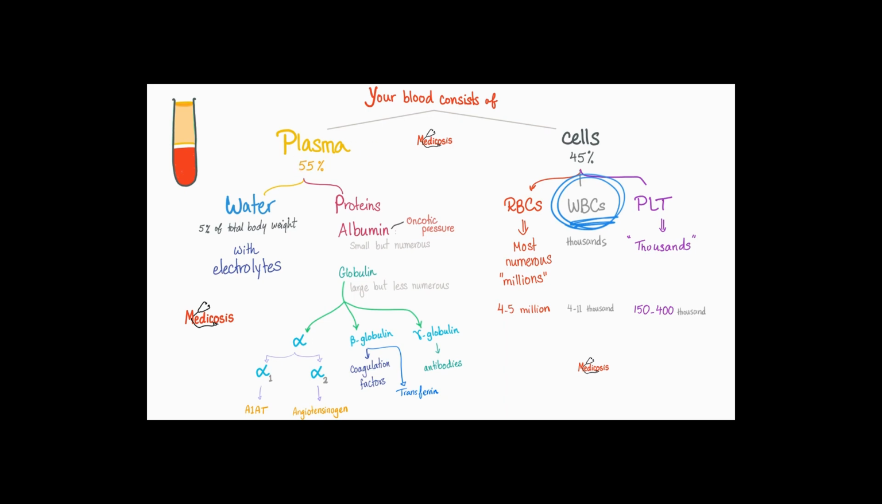Alright, how about the plasma? You have plasma proteins, right? Such as albumin and globulin. Globulins are alpha globulins, beta globulins, and gamma globulins. When it comes to immunity, who is the hero of immunity here? The gamma globulins, because these are your antibodies, aka your immunoglobulins.